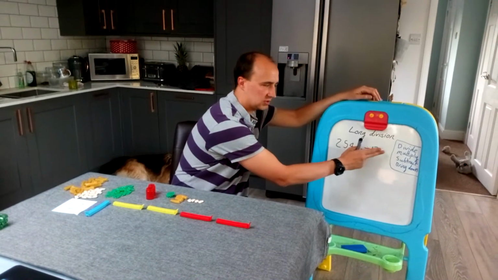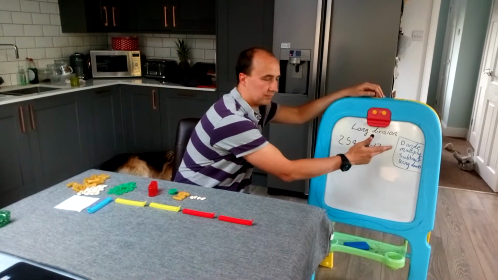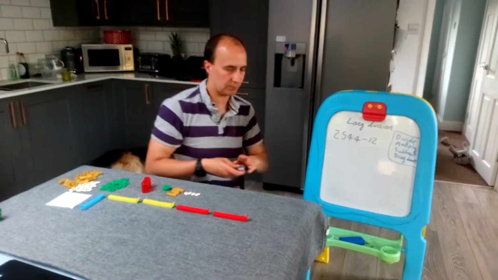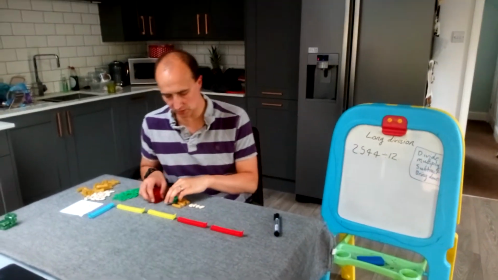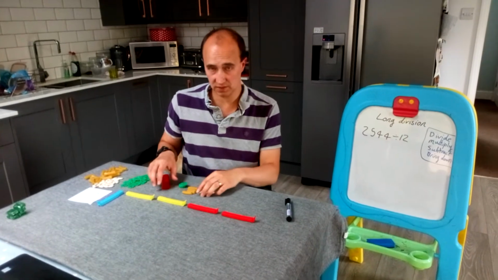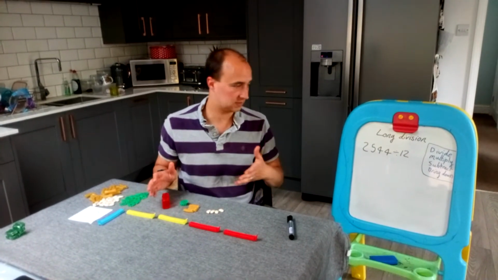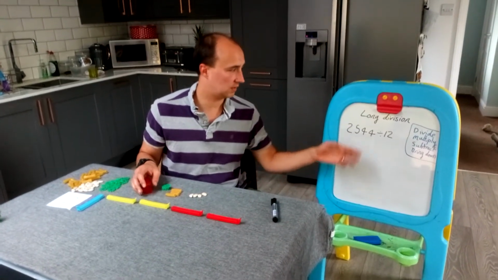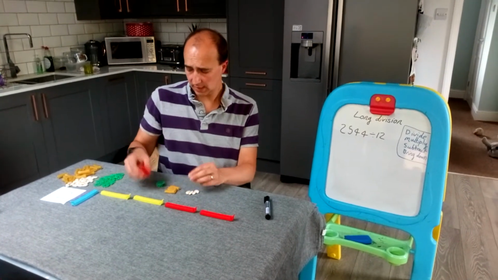So I usually use this to just remind the children of the process. So it's divide, multiply, subtract, bring down. It's just the process really for the abstract. Here I'm going to show you how to do it with the concrete apparatus first, because this is what we normally use to start with, and then as the children become more confident, they'll get on to the abstract as well.